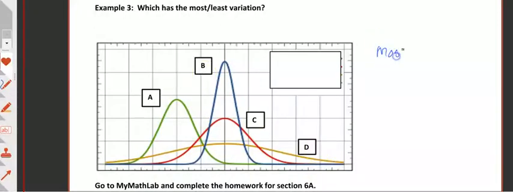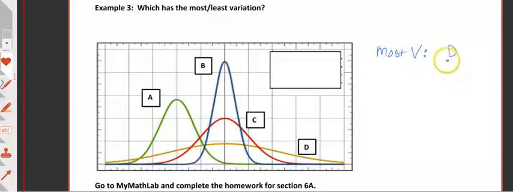Looking at these graphs, which one has the most variation? D, because it's much more spread out. Which one would come next that would have a smaller variation than D? So let's put these in order.